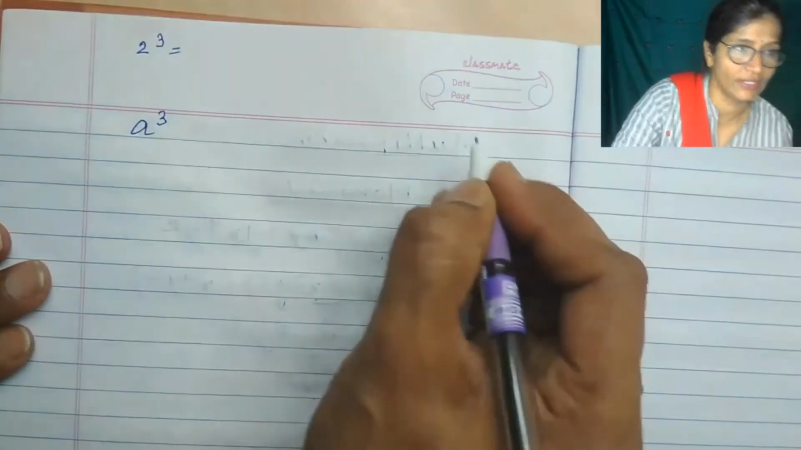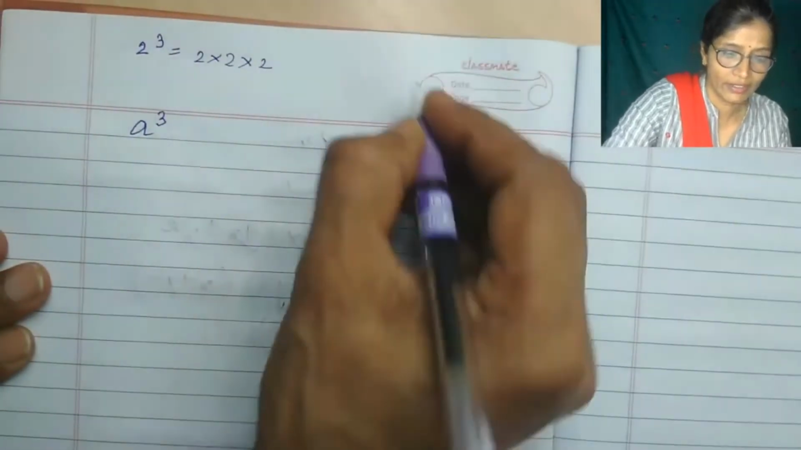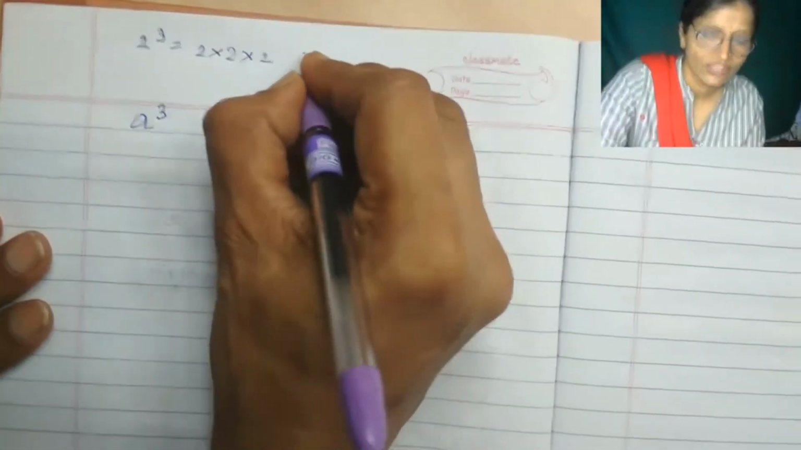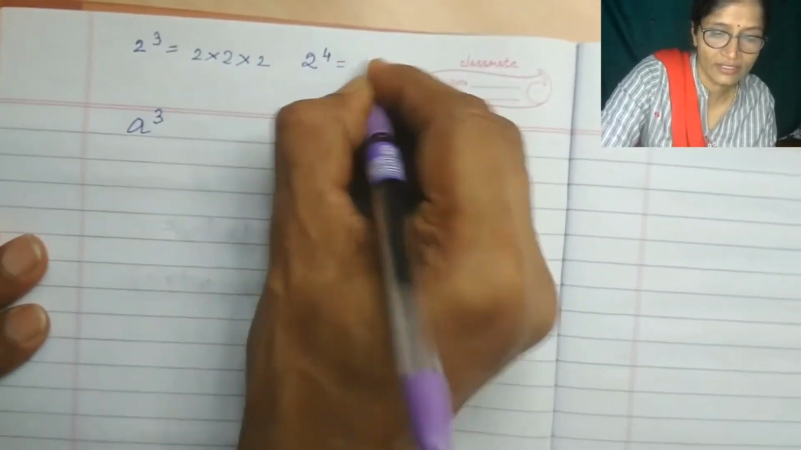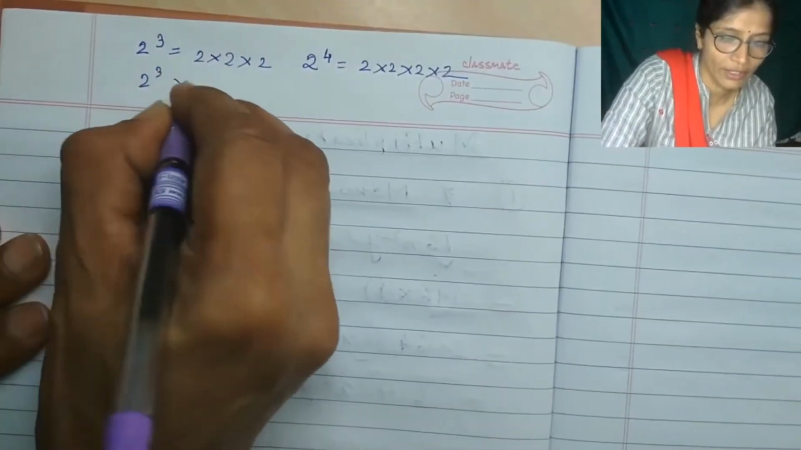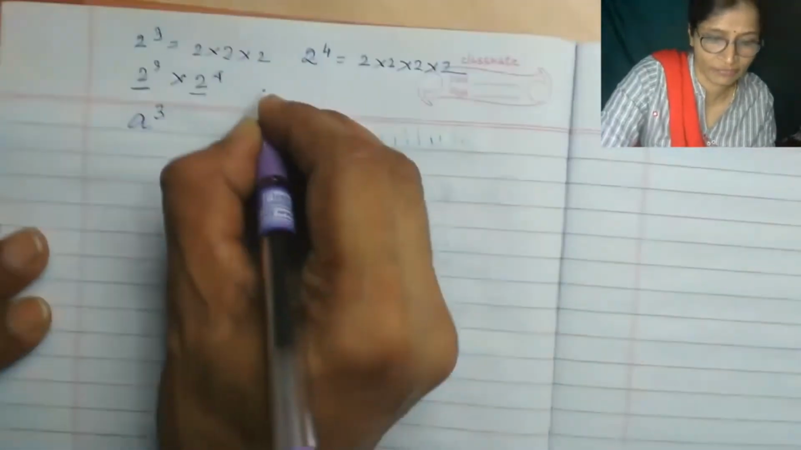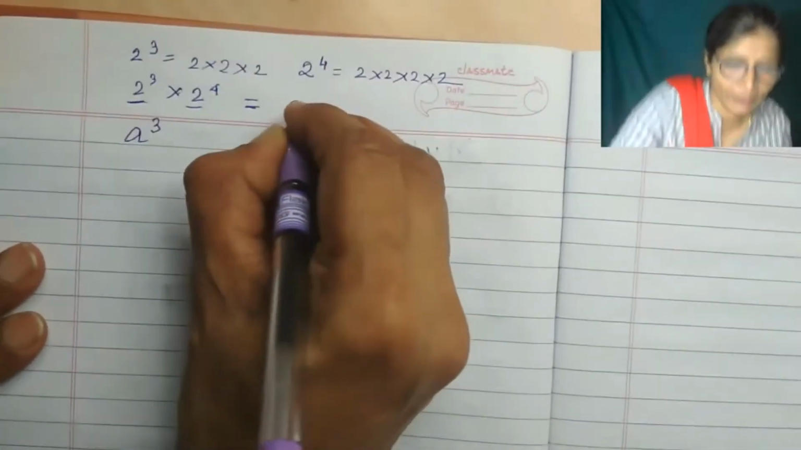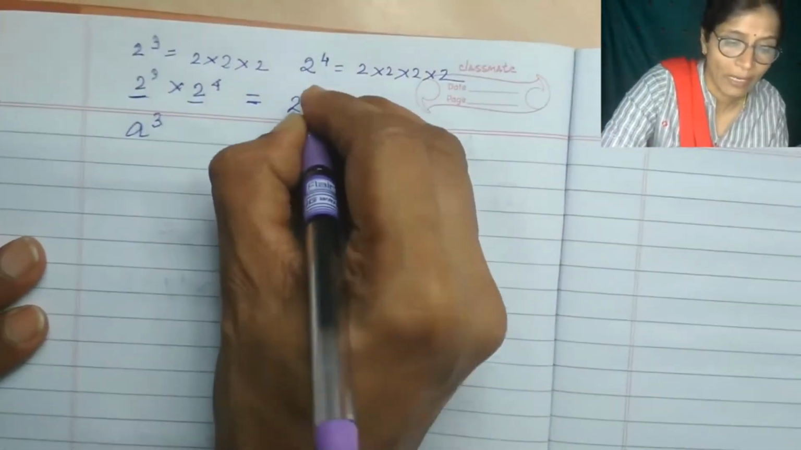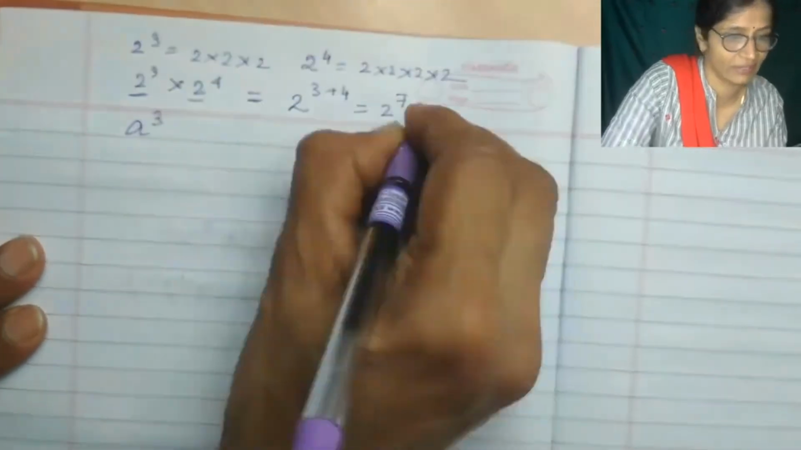You know that this indicates 2 into 2 into 2. And if I write 2 to the power, suppose 4, then it is indicating 2 into 2 into 2 into 2. And you know that in arithmetic, 2 to the power 3 into 2 to the power 4, since the base is the same, powers different or same, no matter, then base 2 you write here and powers will be added. So it is equal to 2 to the power 7.